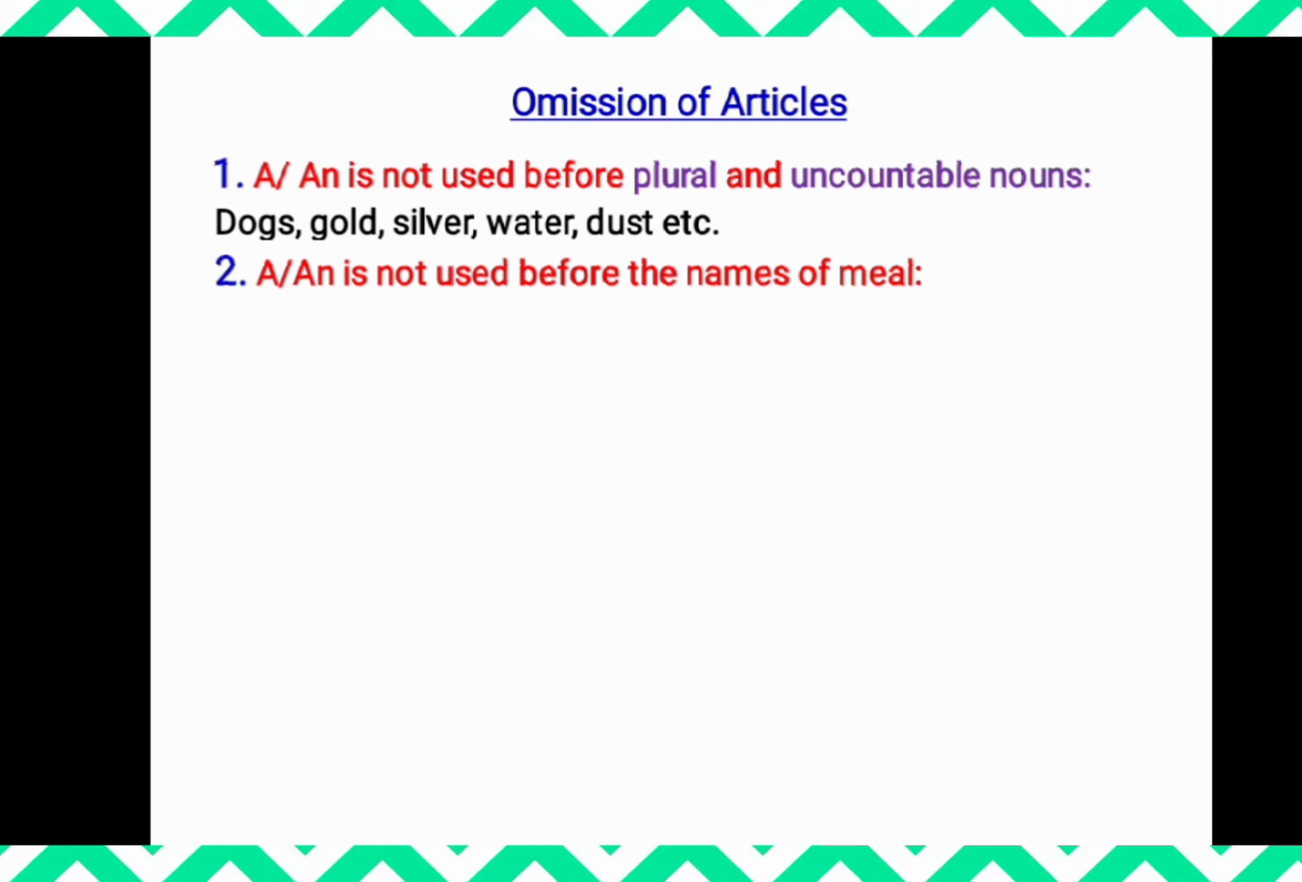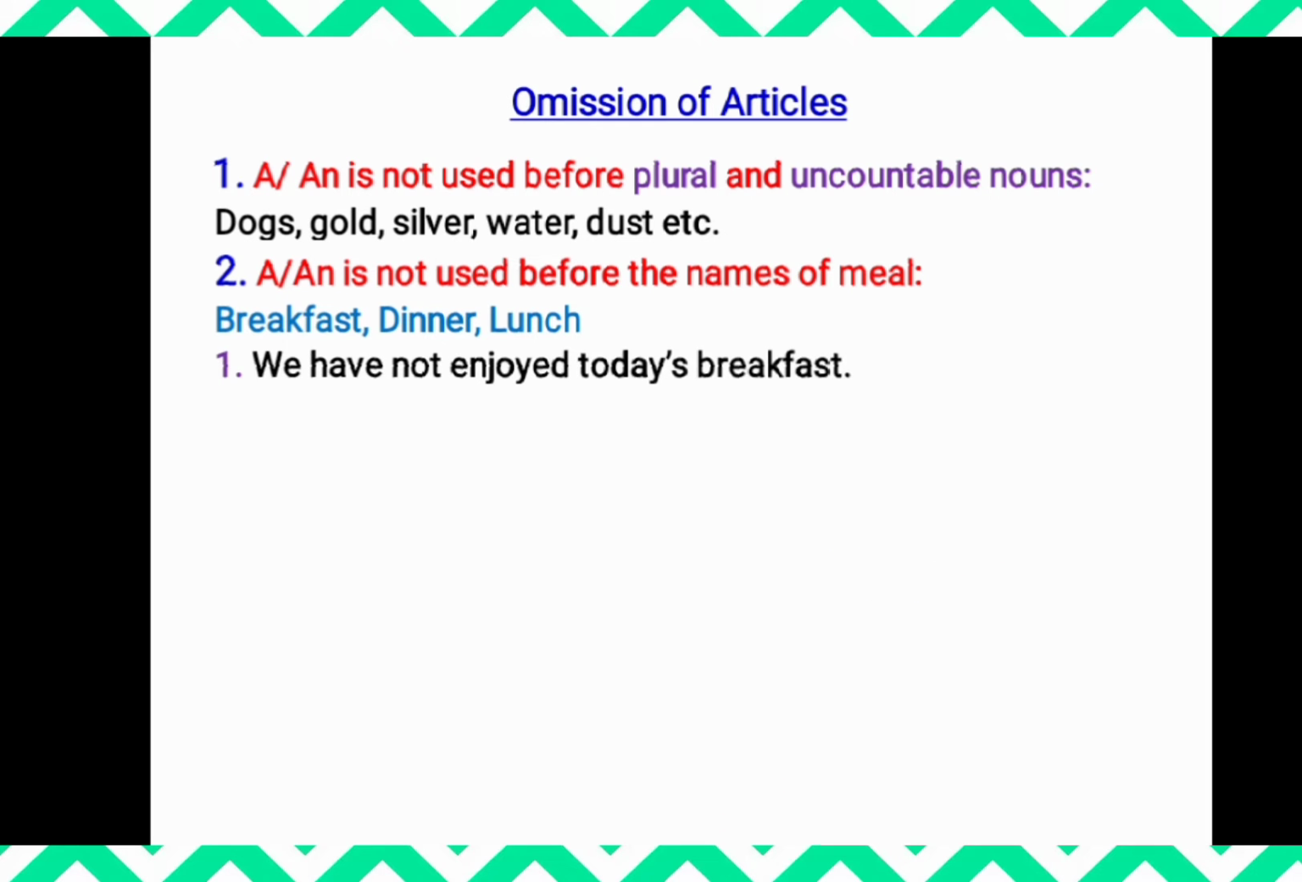And secondly, the second rule: a, an is not used before the names of meals like breakfast, dinner, lunch, etc. The first example regarding the second rule: we have not enjoyed today's breakfast. And here the indefinite article a, an is not used. The second example is: what is your favorite in dinner? That is also a very suitable example regarding the second use.